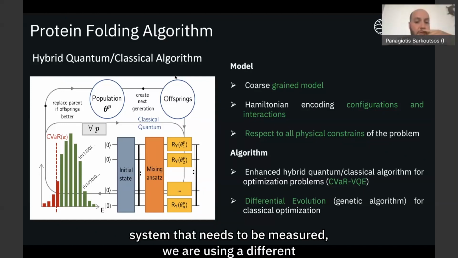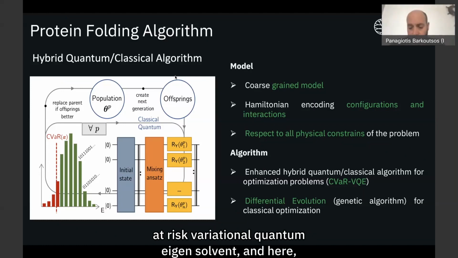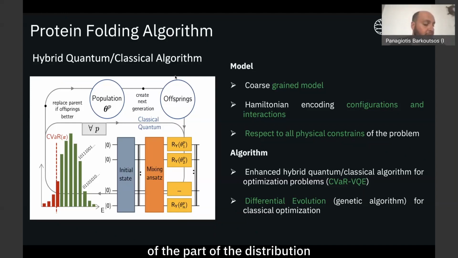system that needs to be measured, we are using a different aggregation function, which we call conditional value at risk, variational quantum eigensolver. And here, what we do is sample only the part of the distribution that is relevant to our problem.